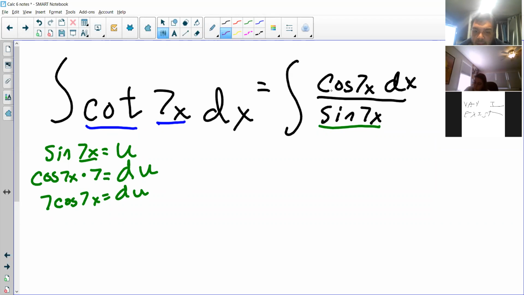All right, looking at that, I have a cosine 7x. That's really nice. I have a dx. Oh, I forgot to write dx here. But I have a dx. That's really nice. But I'm missing that 7. So I'm going to have to multiply this thing by 7. When I multiply something inside the integral by 7, I have to do the opposite outside the integral. So that's 1 over 7.